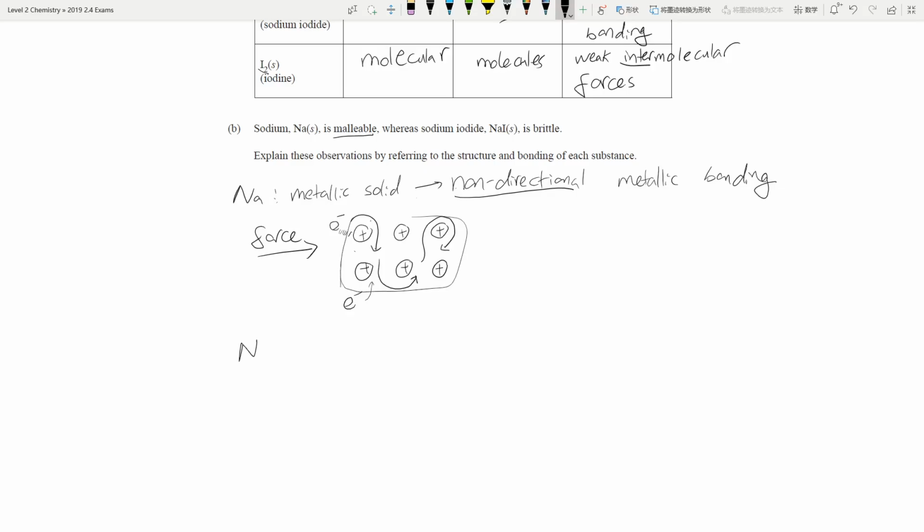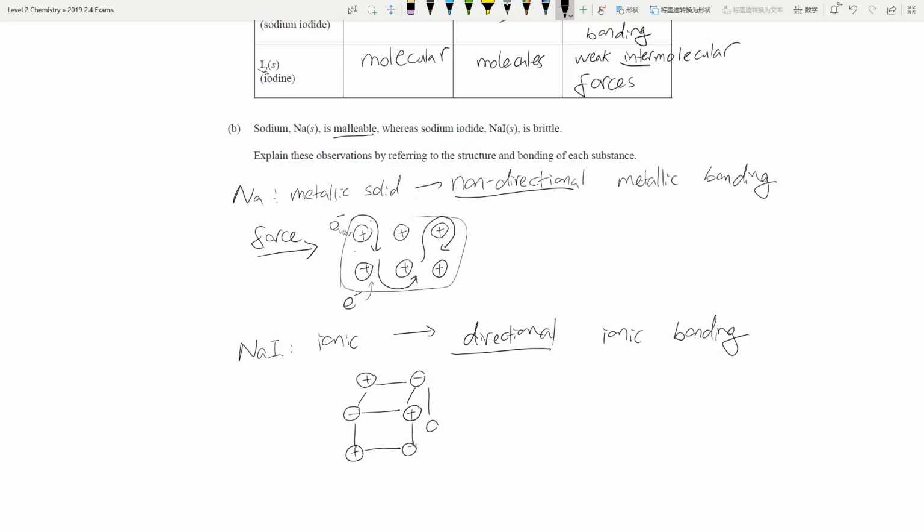Now if we look at sodium iodide, which is an ionic solid, this is made of directional ionic bonding. This type of bonding is relatively strong. What directional means is you have to have the positive ions surrounded by negative ions, and negative ions vice versa surrounded by positive ions, because opposite charges attract and like charges repel. You can clearly see all my positive ions, and I can keep drawing this into a 3-dimensional structure.